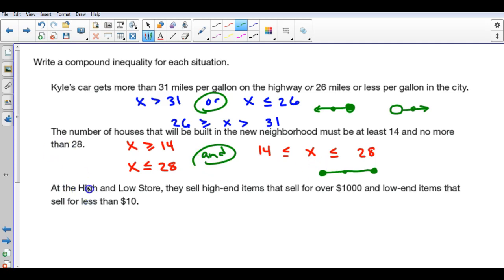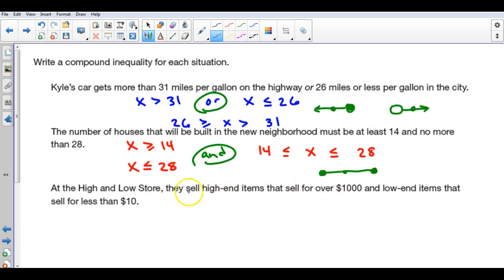And then the bottom one here. At the high and low store, they sell high-end items for over $1,000, and then low-end items for less than $10. So it's kind of like if you combine a dollar store with a really upscale store, it'd be a really weird concept. But let's take a look at what that would look like with our two inequalities. So think about it. You're either selling your really high-end items or you're selling your really low-end items. So there's really not much in between. That indicates to me it's going to look like one of these examples where there's really not much in between here. You're either really low or you're really high.